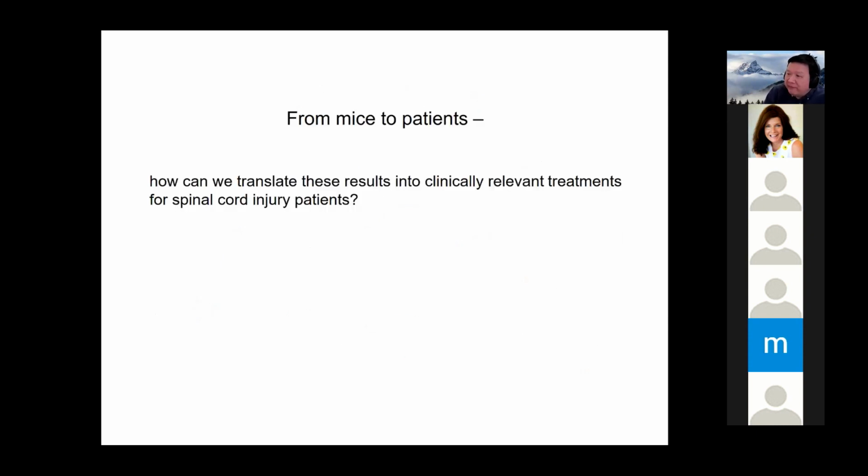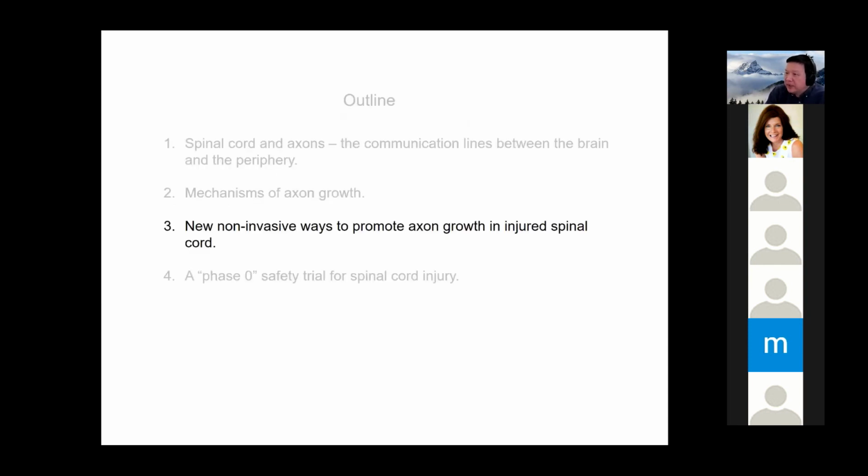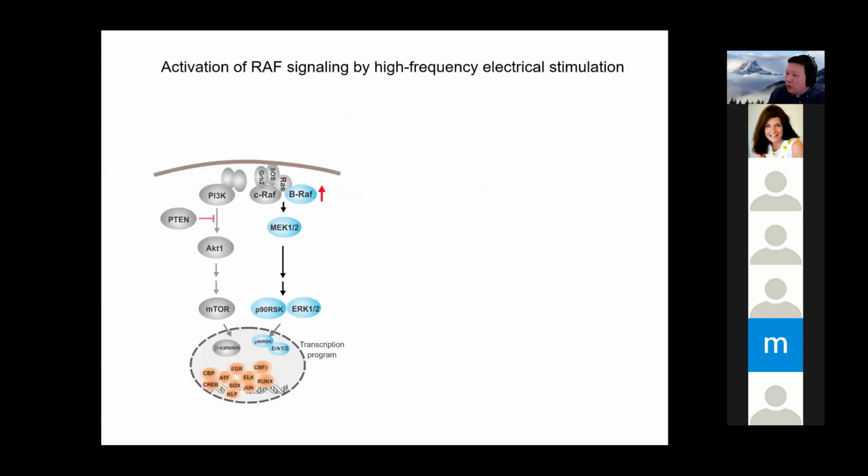So now we know that activation of the BRAF signaling in cortical spinal neurons triggers axon regeneration in the injured spinal cord. Our next step is to apply these findings to the clinic. And of course, we cannot just go and genetically engineer spinal cord injury patients to express activated BRAF in their cortical spinal neurons. So how can we activate BRAF signaling in patients? So we need an applicable, low-risk way to activate growth signaling in cortical spinal neurons.